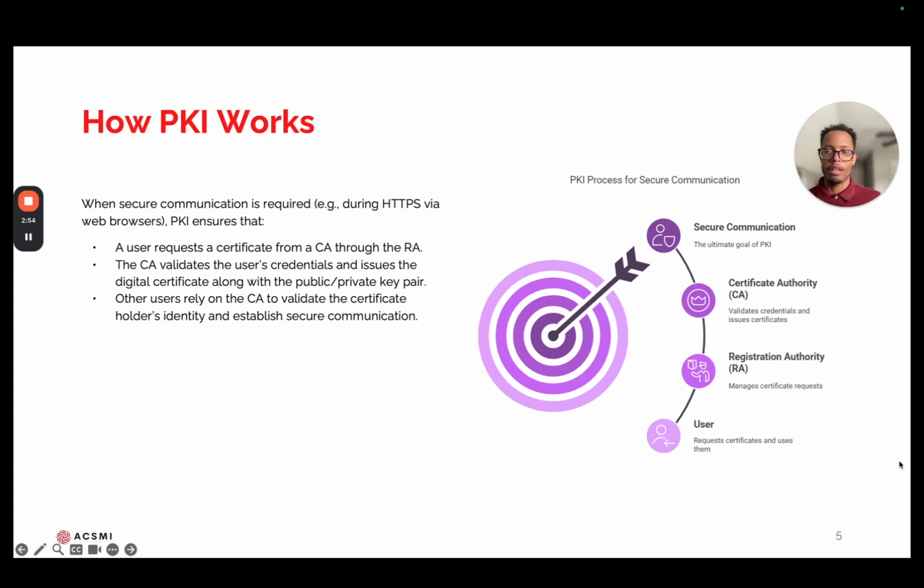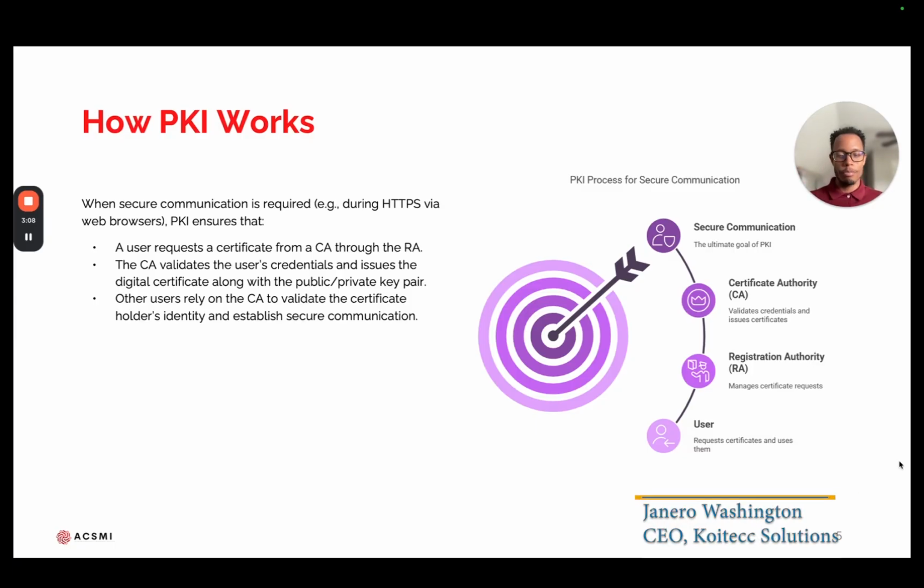But how does it work? Well, we talked about Bob and Alice, but now let's talk about the process, right? Take HTTP in a browser. A PKI basically ensures that the connection is secure. So this is pretty much how it works. The user is going to request a certificate from a CA through the RA. The CA validates the user's credentials and issues the actual digital certificate along with the public and private key pair, as in just the public key, right?